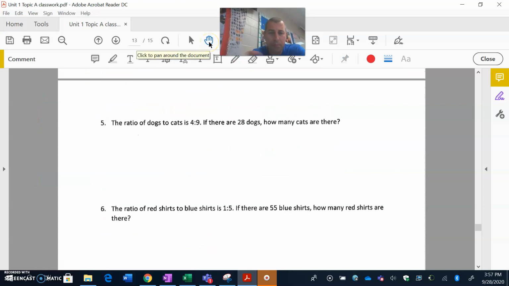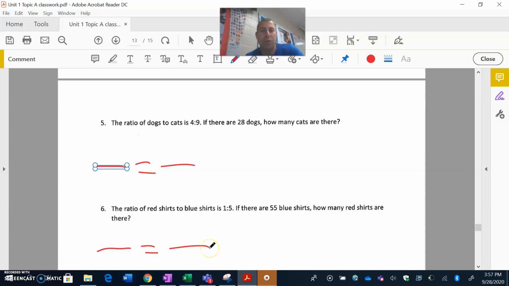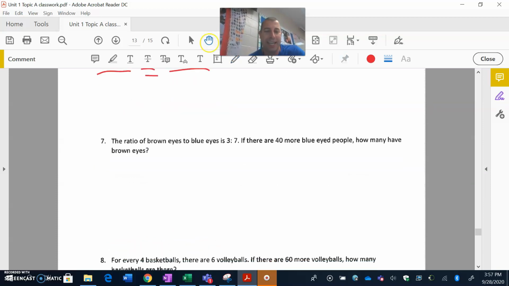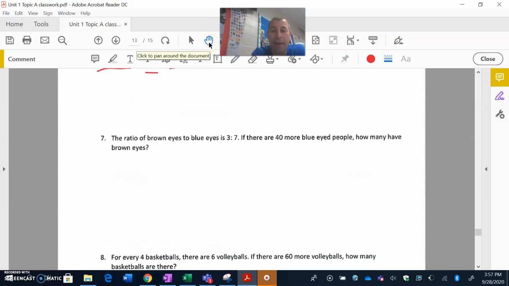So here we go. Ratio of dogs to cats are. So this one is where you are going to end up using your ratios to solve. All right. Question 6. There are 55 blue shirts. All right. Again, use your ratio to solve. Let's see what else they got down here. Oh, look at that. More.